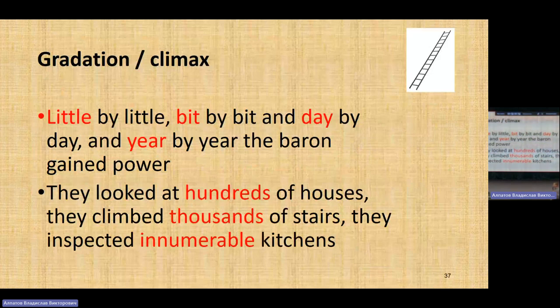Little by little, bit by bit, and day by day, and year by year, the Baron gained power. The next sentence describes the process of house hunting. If you've ever engaged in this activity with your parents, you may recognize some of that. They looked at hundreds of houses. They climbed thousands of stairs. They inspected innumerable kitchens. I think this is the text that you read in your Arakin textbook, if you did Arakin this year. Oh, that's from Arakin.